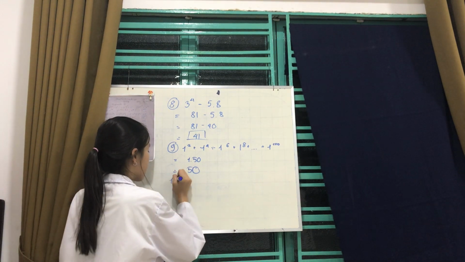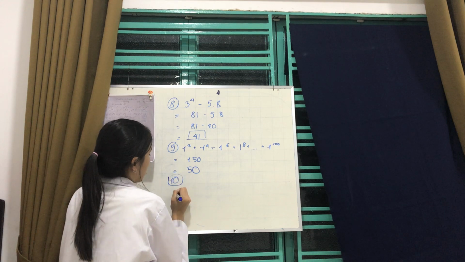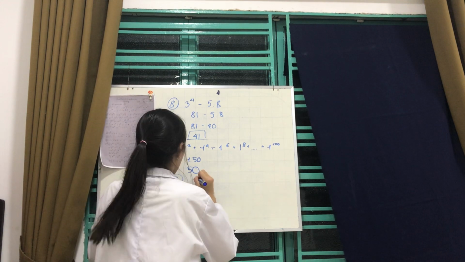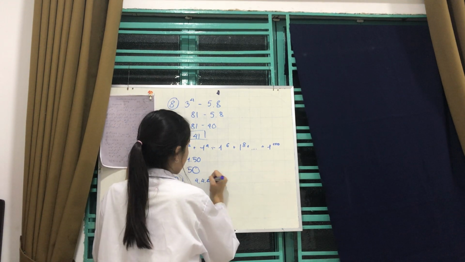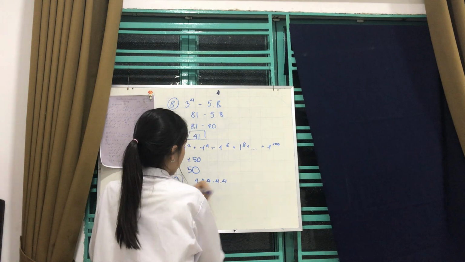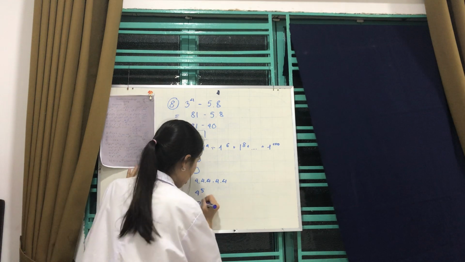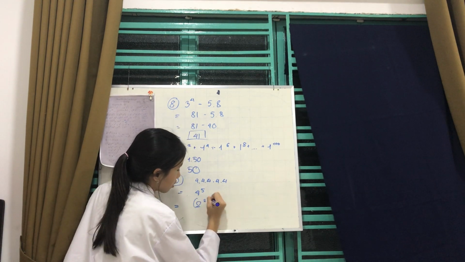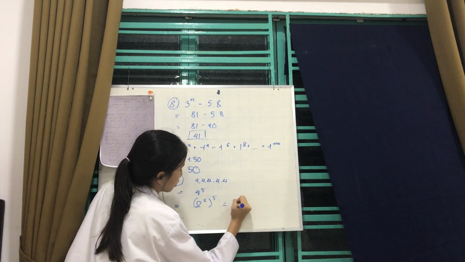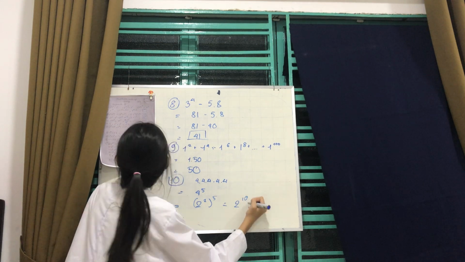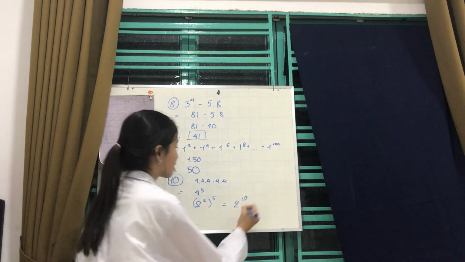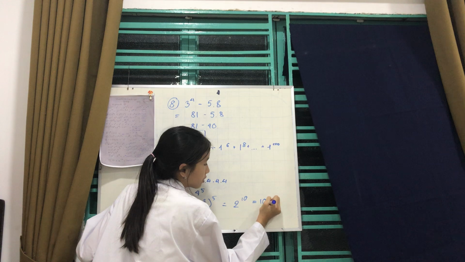Problem number 10. Okay, problem number 10 is 4 times 4 times 4 times 4 times 4. This will equal 4 to the power of 5, which will equal 2 squared to the power of 5, which will equal 2 to the power of 10. And yes, this will equal 1024.